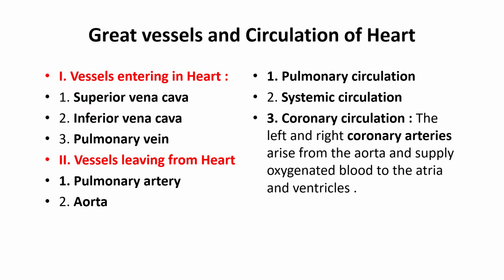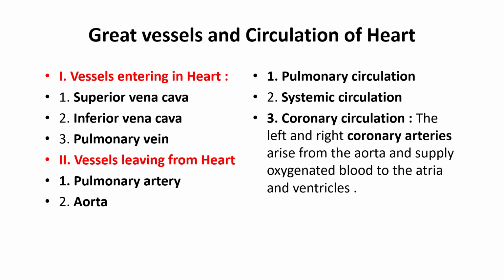The circulation of the heart is mainly of three types: pulmonary circulation, systemic circulation and coronary circulation. Pulmonary circulation is between the heart and lungs. From the lungs, oxygenated blood is carried through the pulmonary vein and enters the left atrium, and the pulmonary artery carries deoxygenated blood, it leaves from the right side of the heart and goes to the lungs for oxygenation.